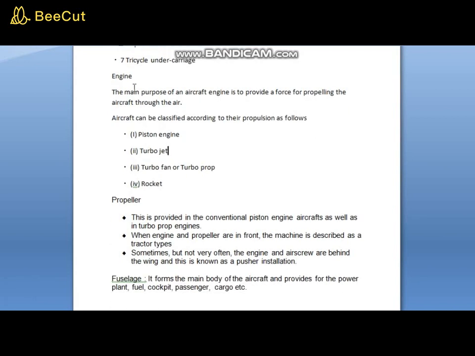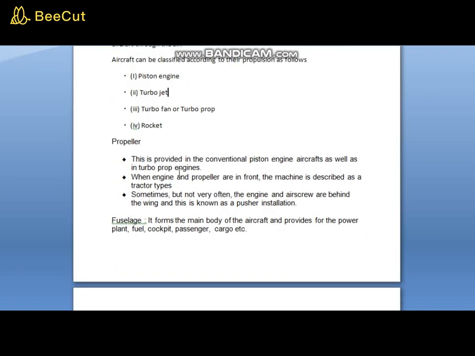There are various types of engine: piston engine, turbojet engine, turbofan, turboprop or rocket. The propeller is provided in conventional piston engine aircraft as well as turboprop engines. When engines and propellers are in front, the machine is described as a tractor type. Sometimes, but not often, the engine and air screw are behind the wing, then it is known as pusher installation.